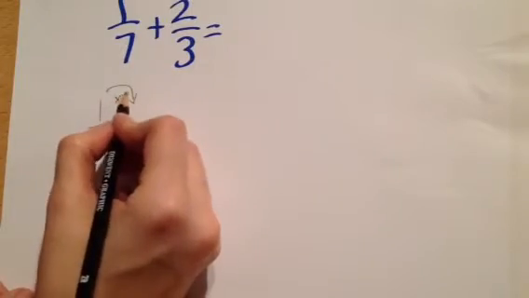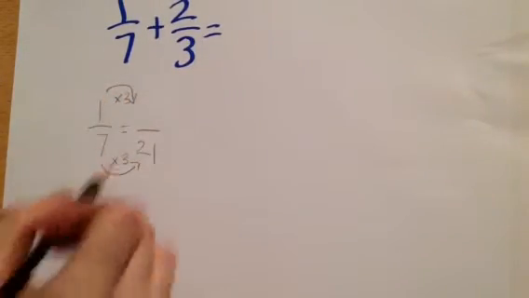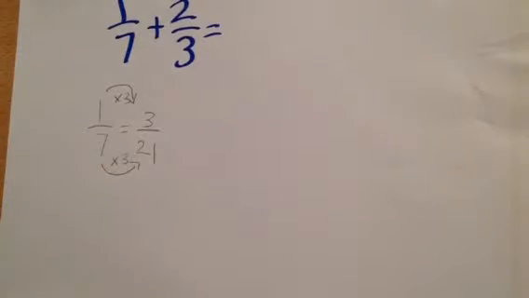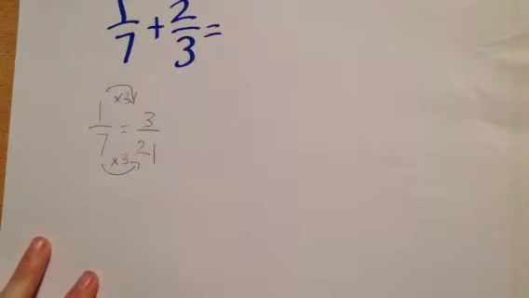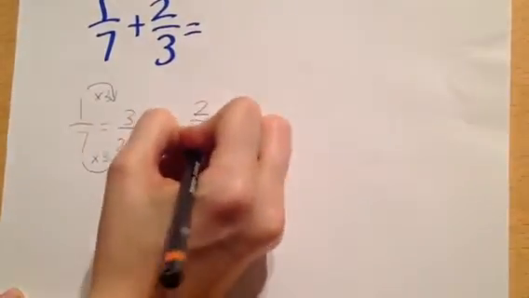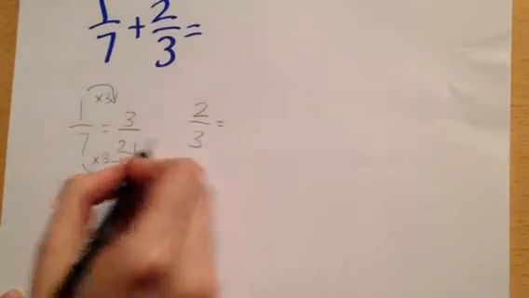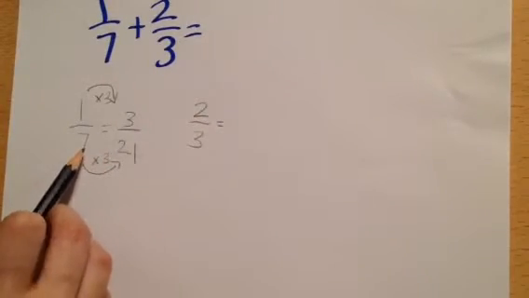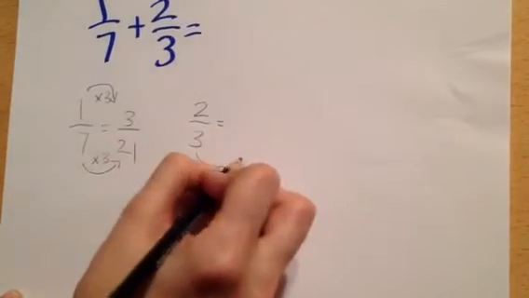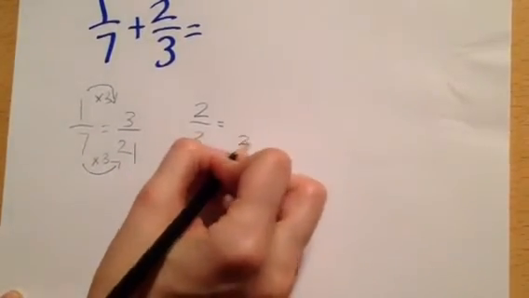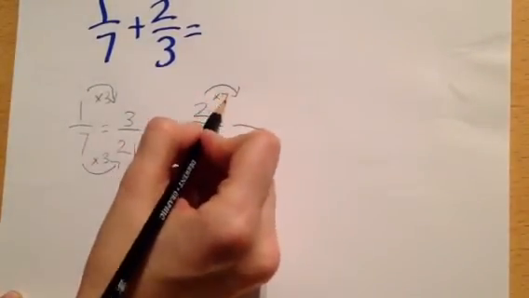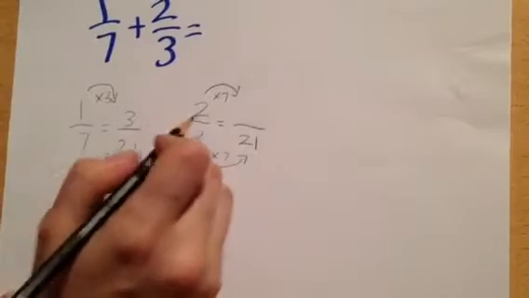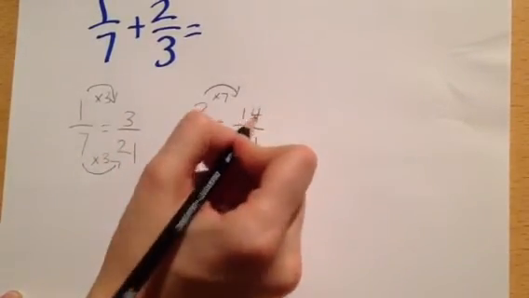1 times 3, I have to do it to the top, which would be 3. So I found my equivalent fraction to 1/7. It's going to have that same denominator of 21. Now I can take 2/3. I know I'm going to multiply it by 7 because of the commutative property, 7 times 3 is 21, and 3 times 7 is 21. So I have to do it to the top, times 7, since I did it down here. 2 times 7 is 14.